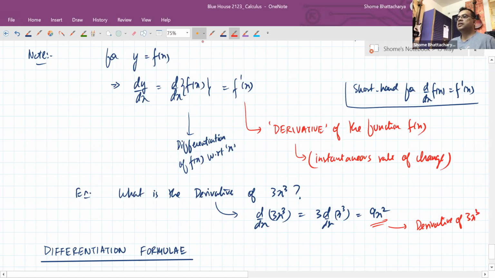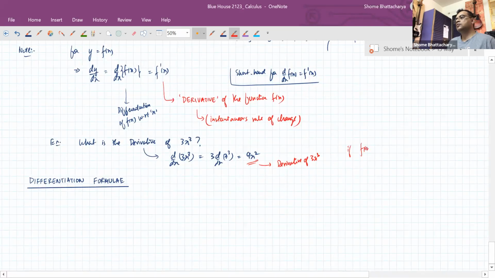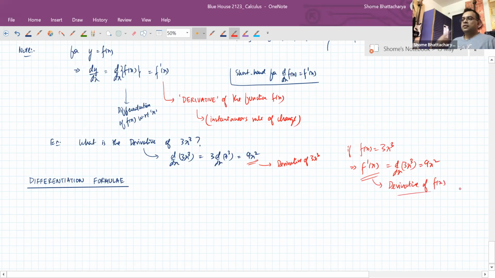So this basically means that if the function we are dealing with is 3x cube, then the derivative of the function is nothing but the instantaneous rate of change of 3x cube, which is 9x square. So this one is the derivative of f(x). Okay, so it's just another name for instantaneous rate of change, and f prime is just a shorthand symbol for d by dx or differentiation of f(x).